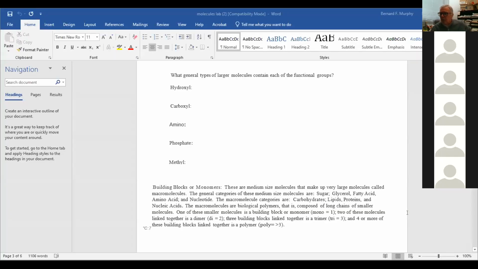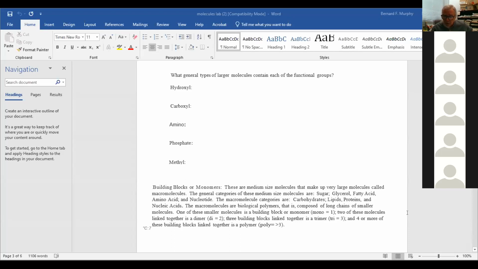Okay, now I'm going to get into macromolecules a little bit and building blocks of macromolecules. So a building block is called a monomer, medium-sized molecules that make up very large molecules called macromolecules. General categories of these medium-sized molecules: sugars, glycerol, fatty acids, amino acids, and nucleotides. And they make up carbohydrates, lipids, proteins, and nucleic acids.